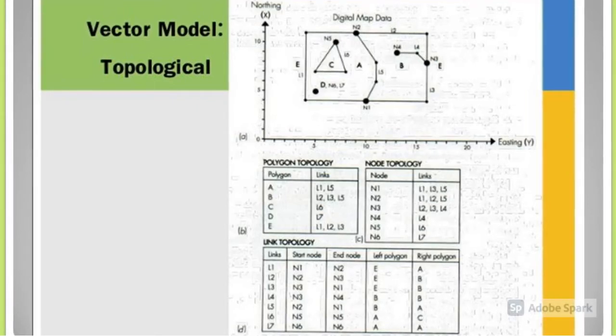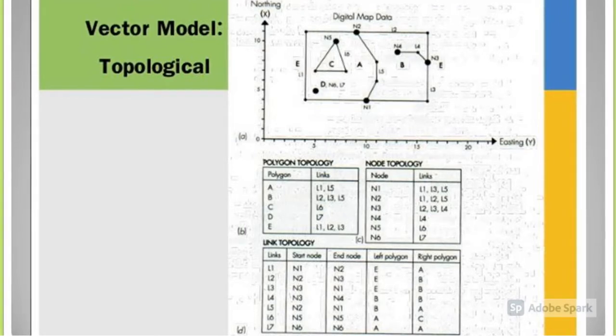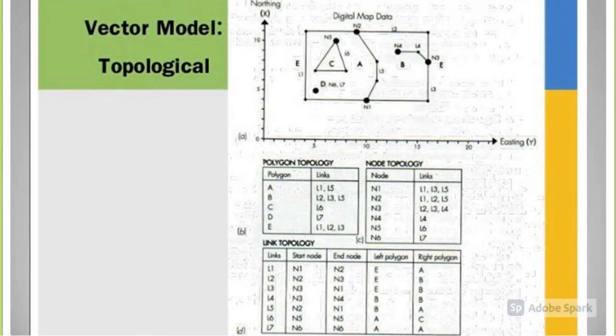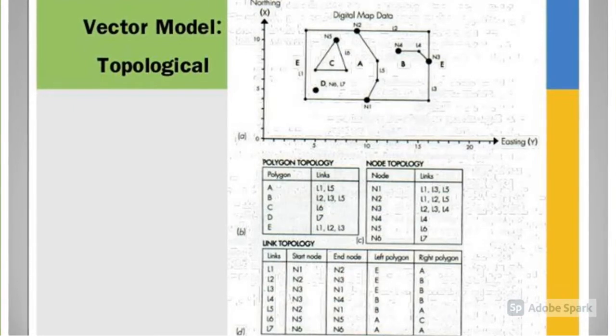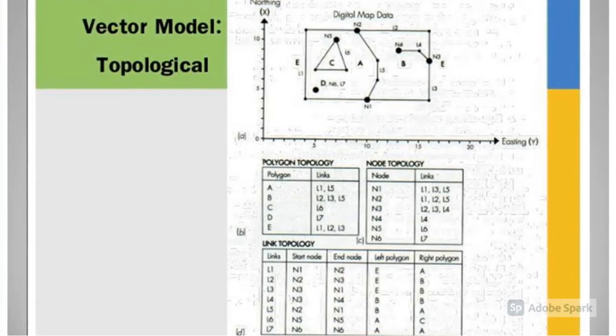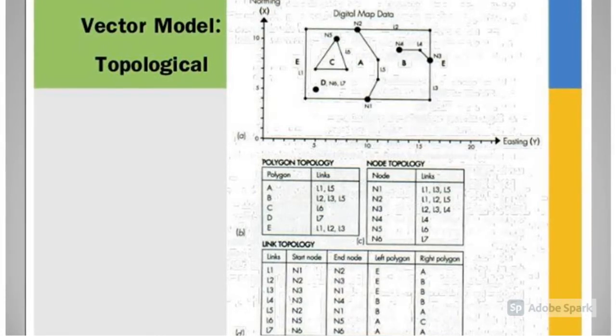Topological vector data structure. The topological model is the most widely used method to reveal spatial relationships. For example, an area or polygon is defined by a set of lines which make up its boundaries. In this case, the line is the border between two polygons. Each line can represent part of a path connecting other paths.